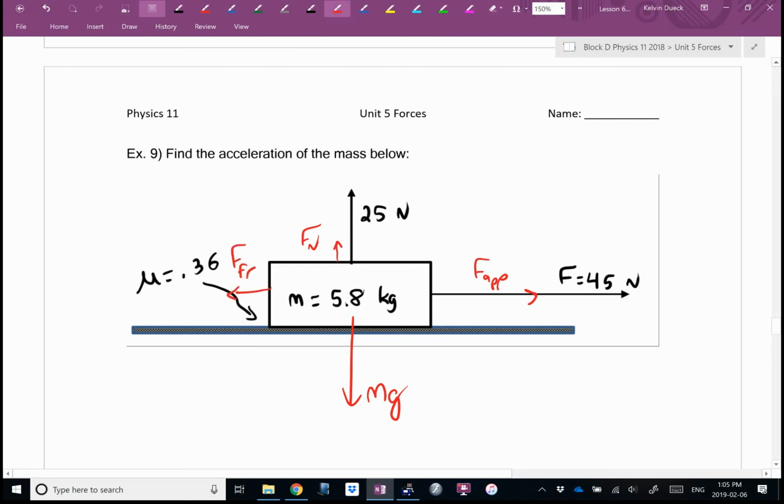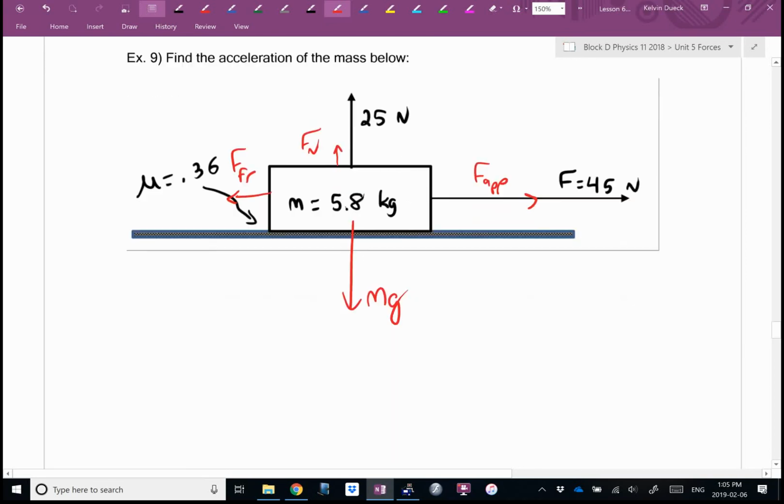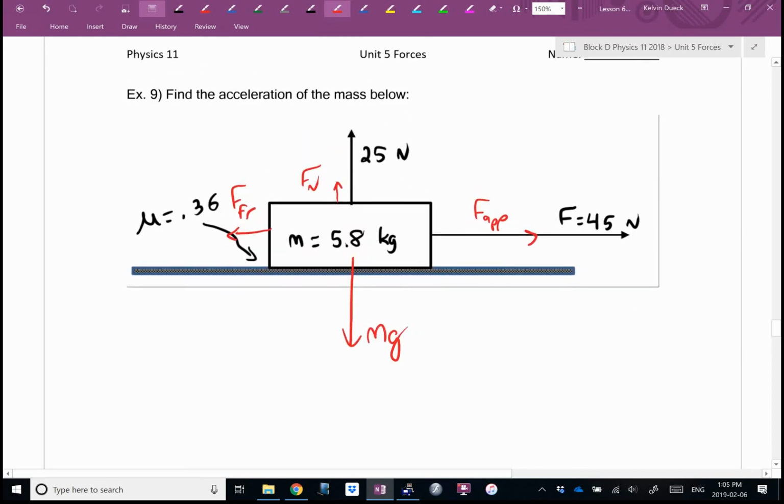Okay. Let's write a horizontal equation. Who's winning? That's a vertical force equation. Okay, let's write that. Normal force plus 25 equals mg. Tuck that off in the corner somewhere. Let's write a horizontal force equation, because vertically it's a tie. Horizontal. Who's winning? Keep going.